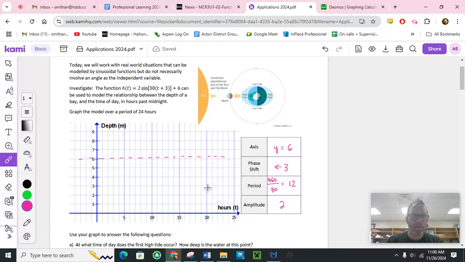So, axis of y equals 6. It is optional, but the highest we get is 2 above that, and the lowest we get is 2 below that. So our function is bound between these values. Where should we start our function? Normally we start on the axis, but this time we're shifting left 3, so instead of at 0, we're going to go left 3. Okay, and then let's sketch it.